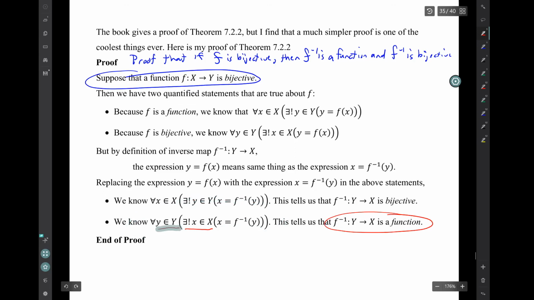So the proof that the inverse map is a function and that it's bijective is really wonderfully simple if you have these quantified expressions for the fact that f is a function and the fact that f is a bijection. Let's go on.